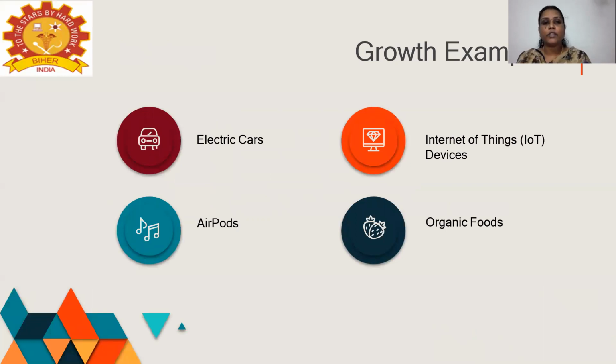The next stage is growth examples. Some of the examples of the growth stage are the electric cars. We have the Internet of Things. Then we have the AirPods and organic foods. So these are the examples for the growth stage of the market.